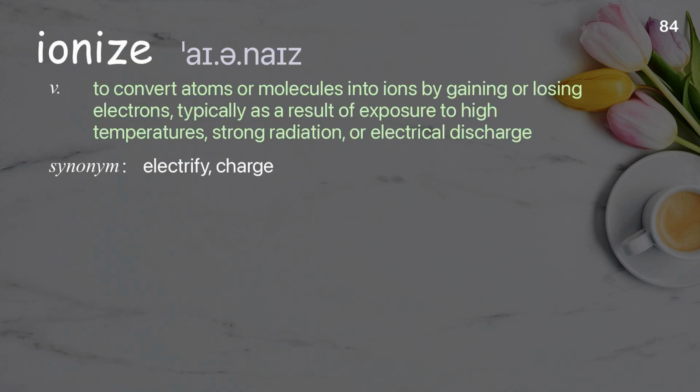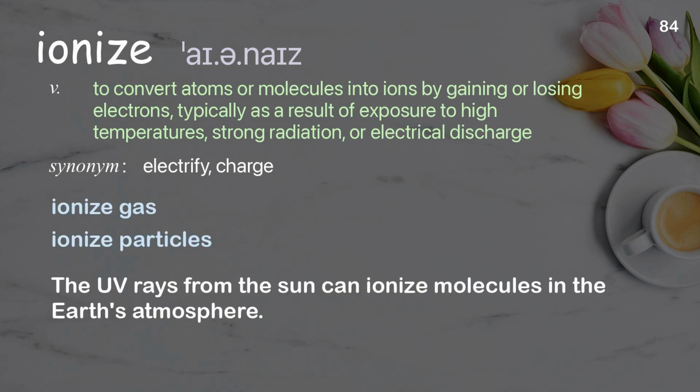Ionize. To convert atoms or molecules into ions by gaining or losing electrons, typically as a result of exposure to high temperatures, strong radiation, or electrical discharge. Examples: Ionize gas. Ionize particles. The UV rays from the sun can ionize molecules in the Earth's atmosphere.